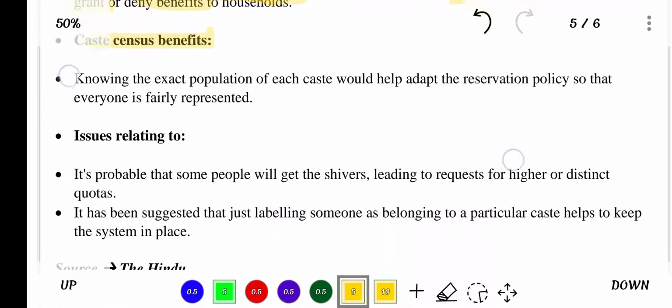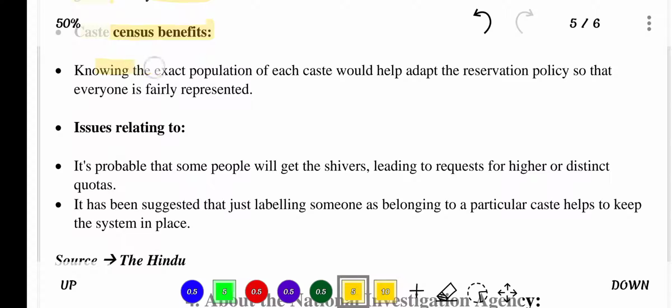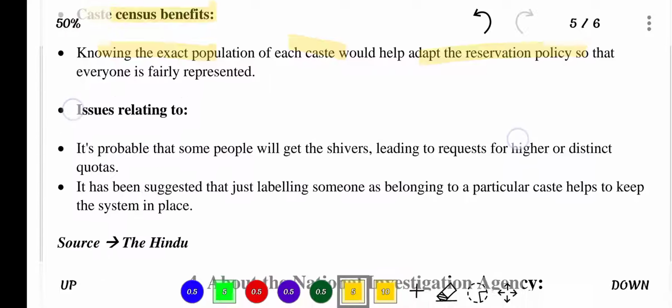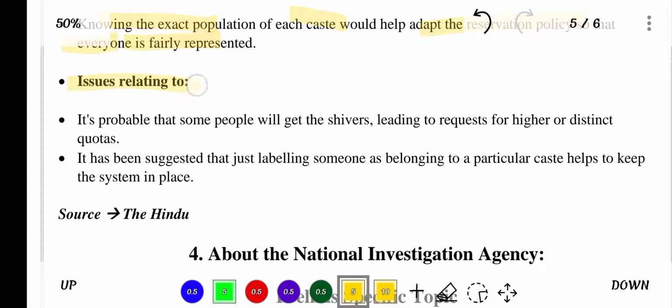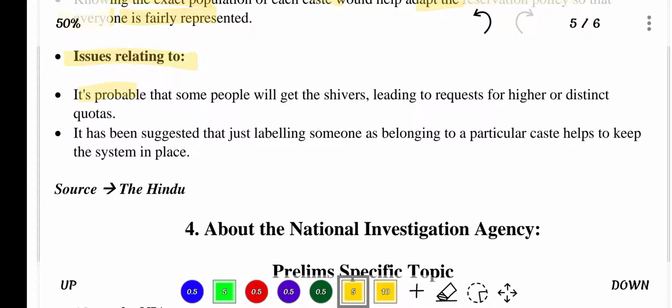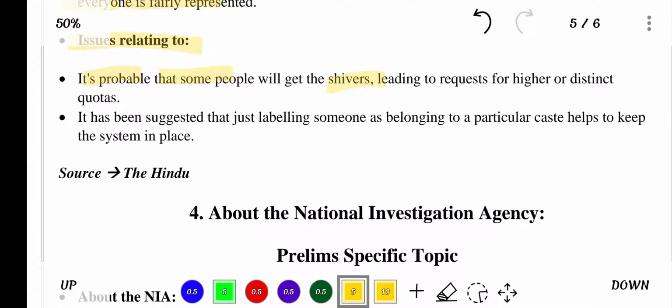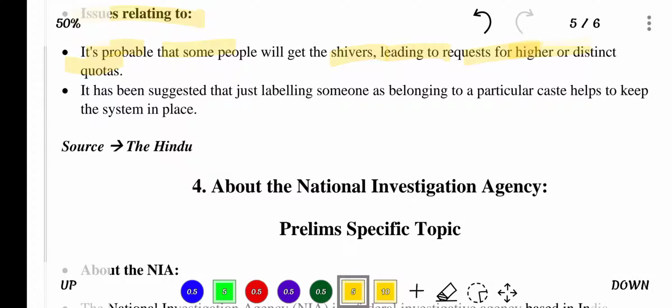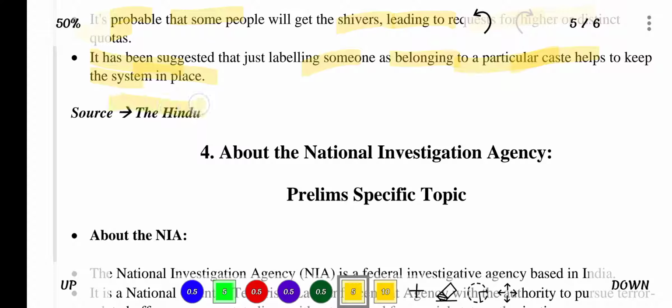Caste census benefits: knowing the exact population of each caste would help adapt the reservation policy so that everyone is fairly represented. Issues relating to it: it's probable that some people will get the shivers, leading to requests for higher or distinct quotas. It has been suggested that just labeling someone as belonging to a particular caste helps to keep the system in place. Source of this news is The Hindu.